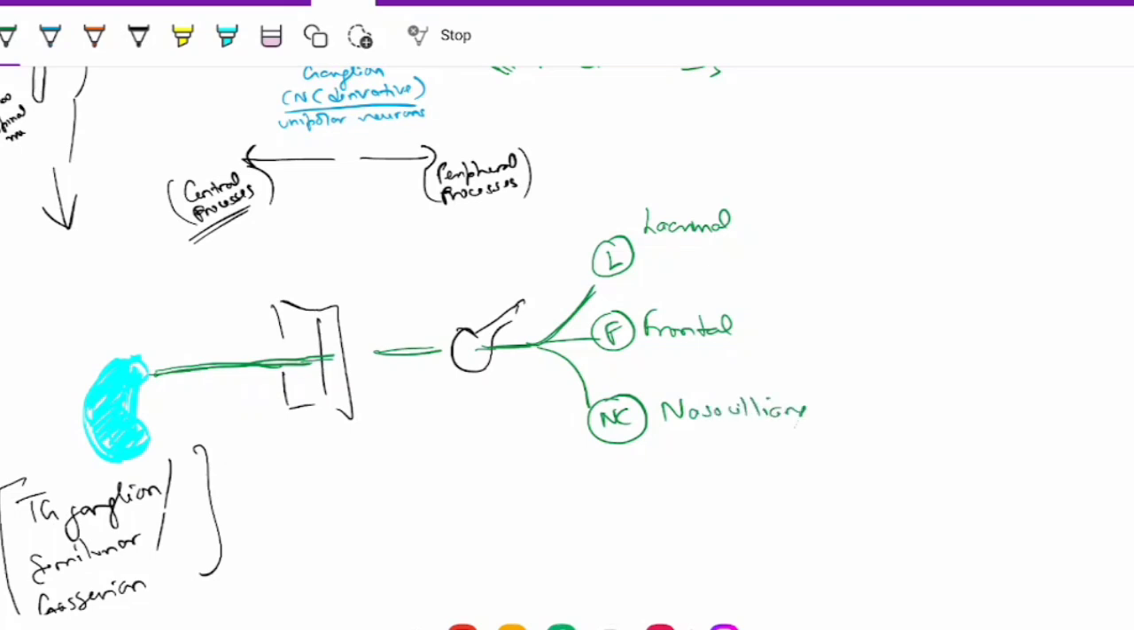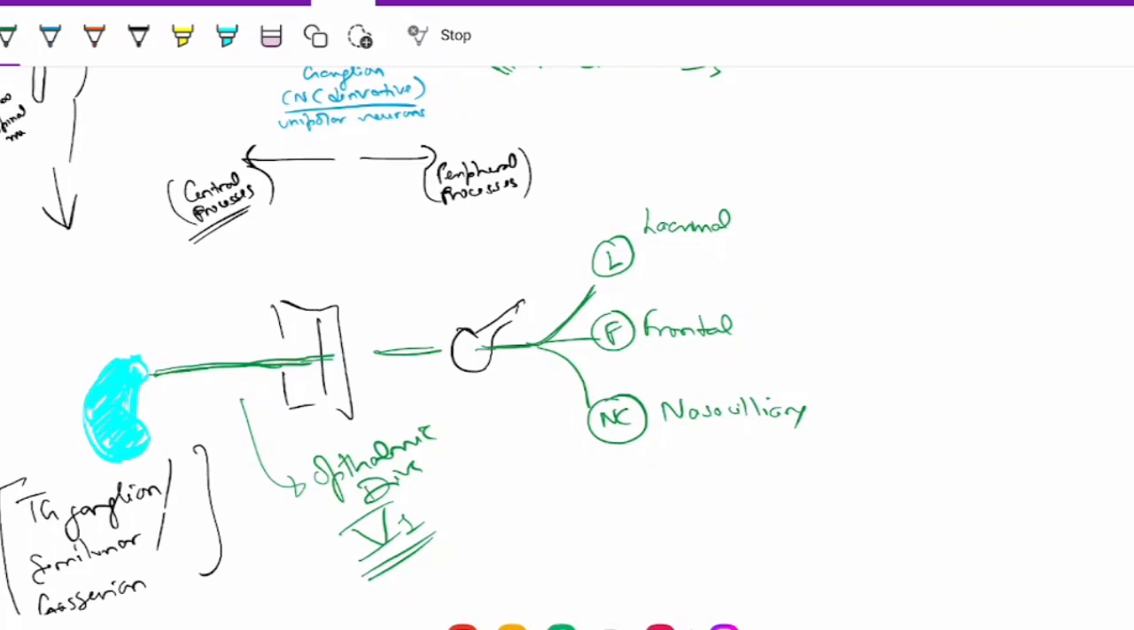Nasociliary. So these are branches of the ophthalmic division, also known as V1. For the sake of convenience, I'm going to be writing ophthalmic as V1, maxillary as V2, and mandibular as V3. So kindly understand when I use the short forms. Now we will be looking at lacrimal.